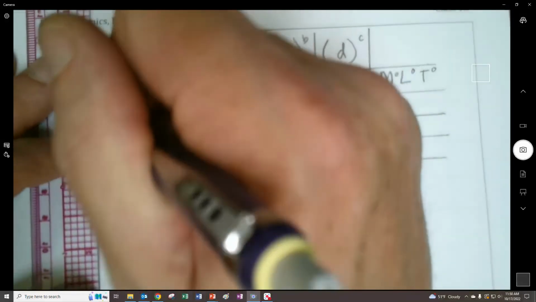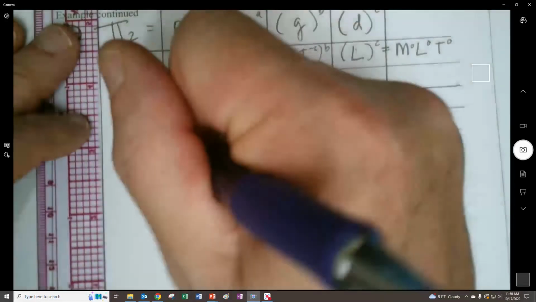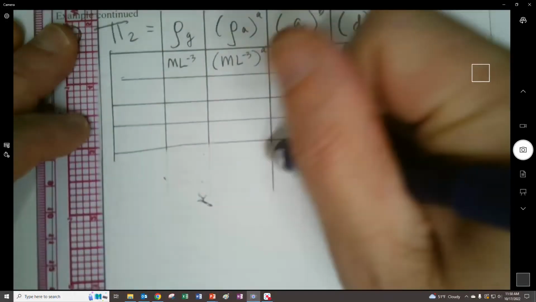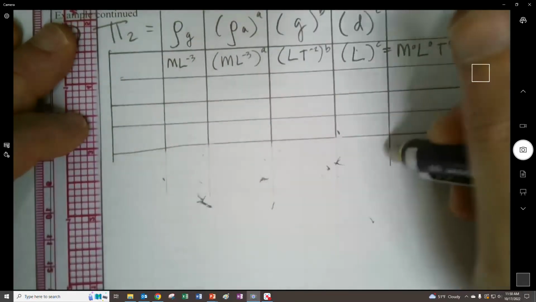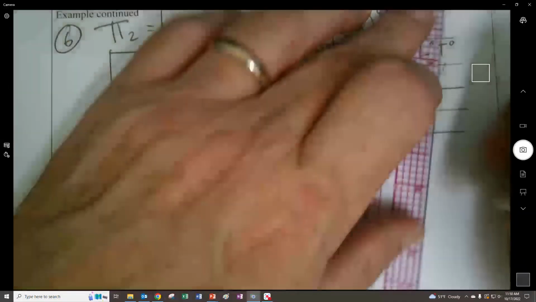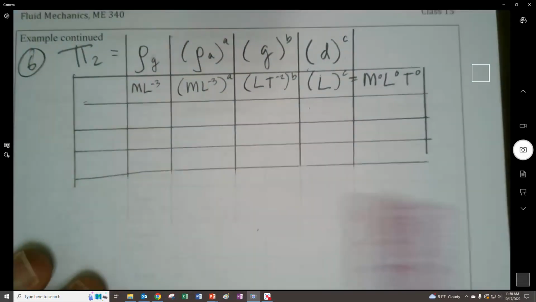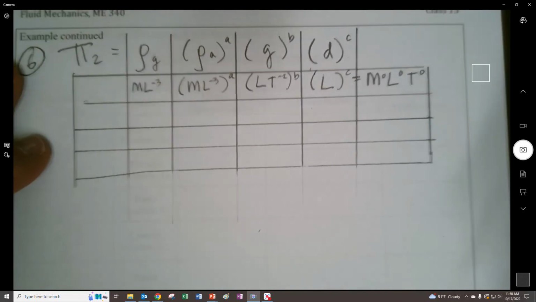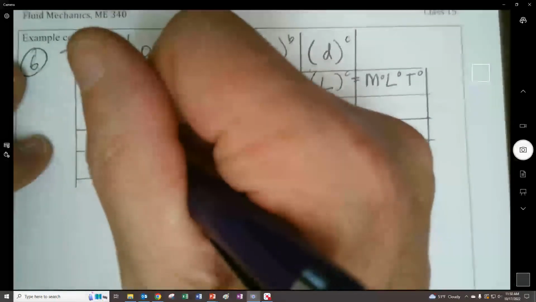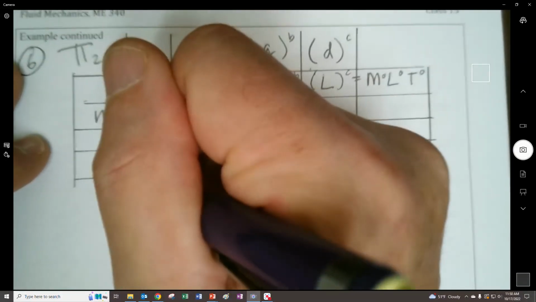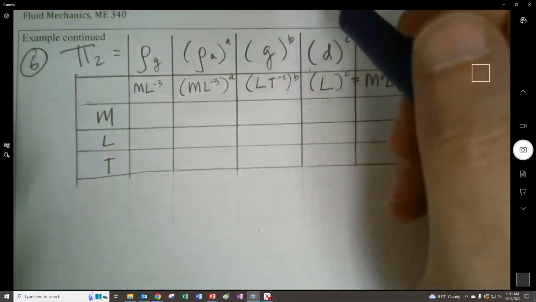Oops. And clean it up a little bit. Didn't do a great job with that last row. It's not as neat as I could make it, but it's good enough. And so we have M, L, and T, and we proceed here.